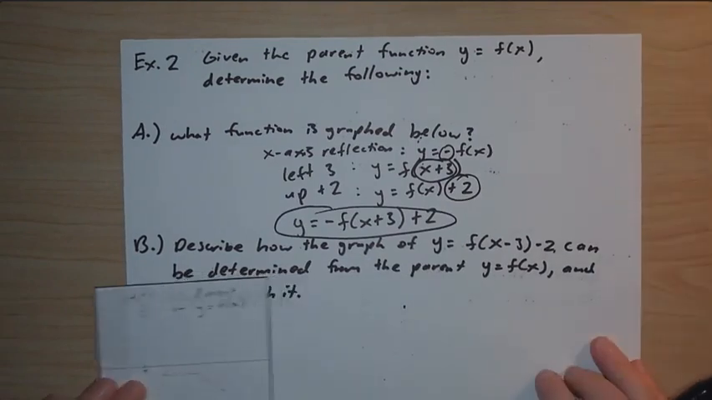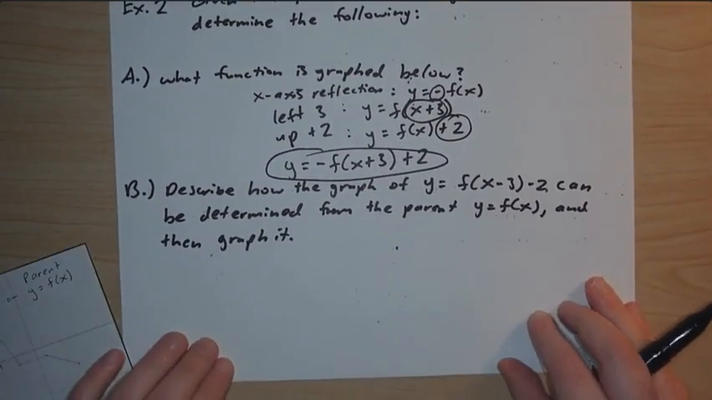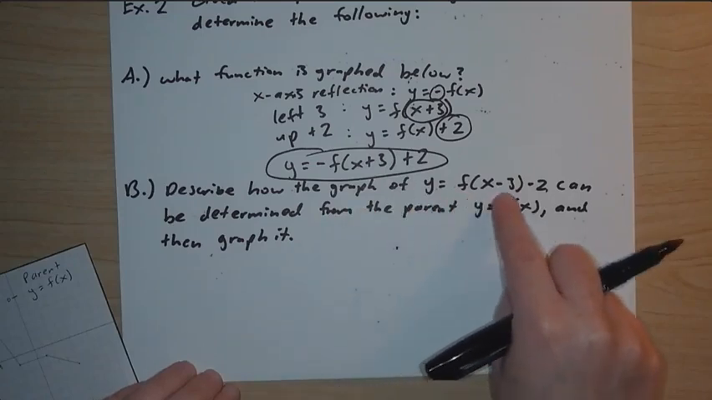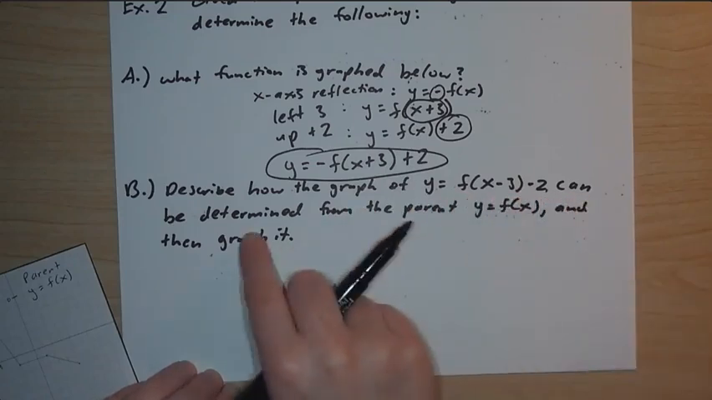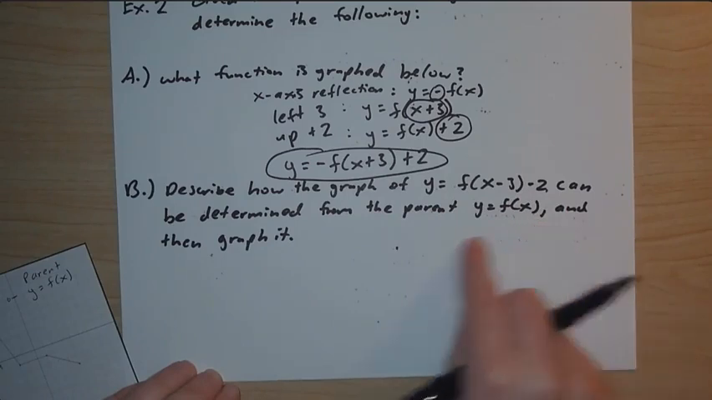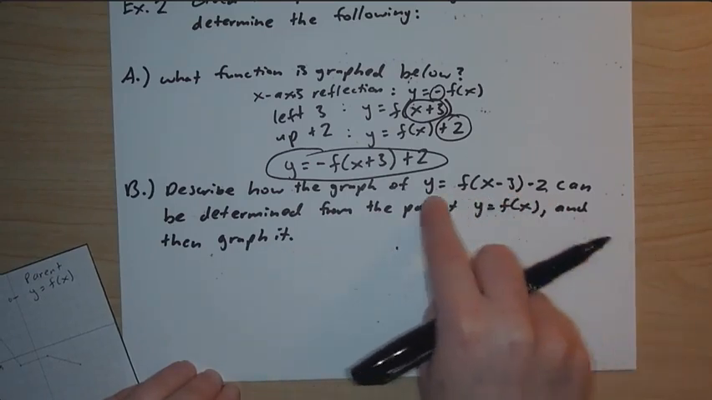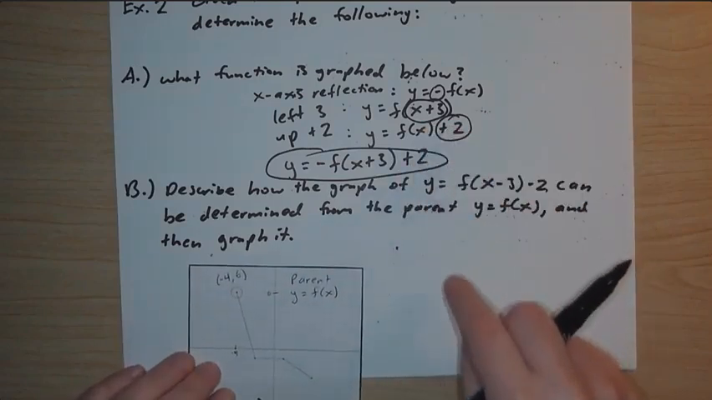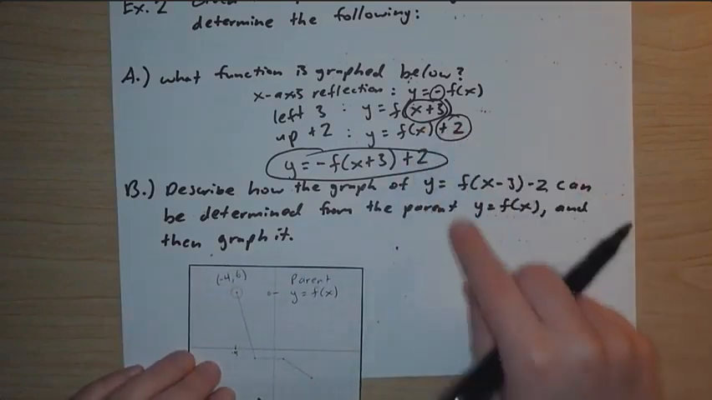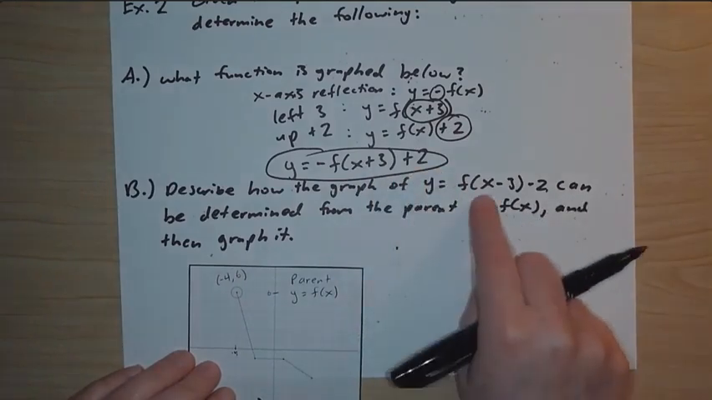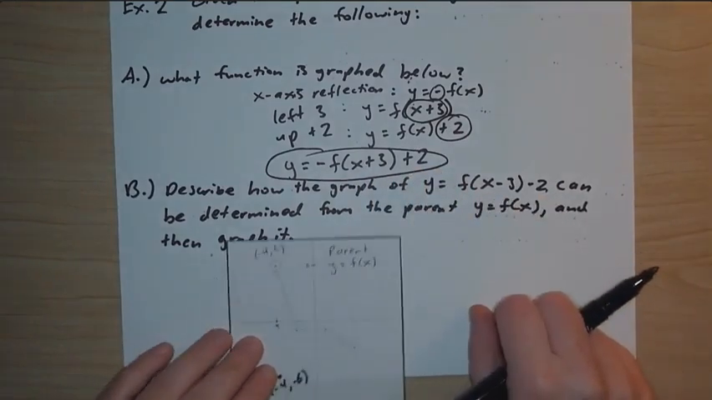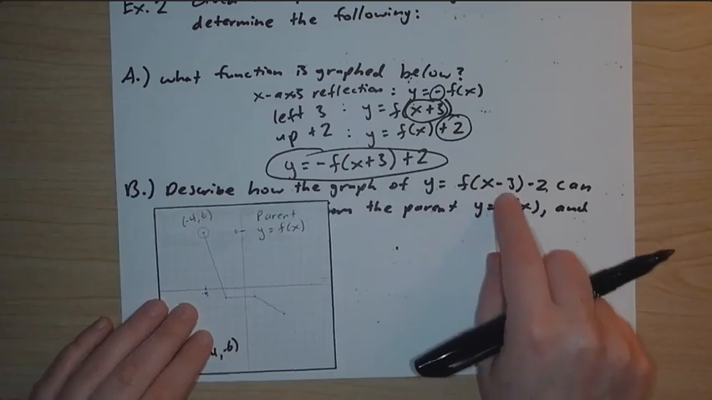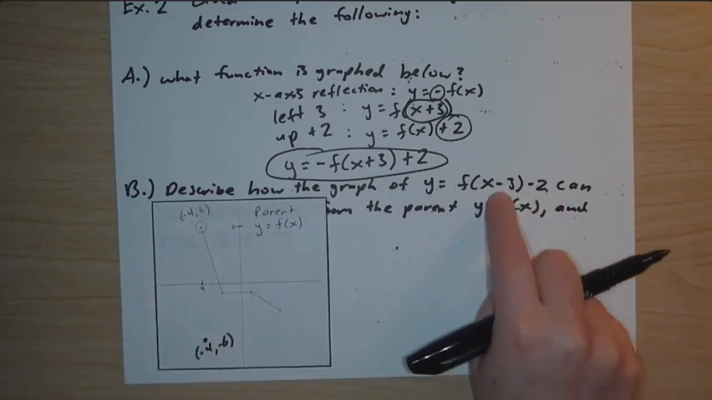We can get rid of that graph there. For part B, we want to describe how the graph of y equals f of x minus 3, minus 2 can be determined from the parent y equals f of x, and then we want to graph this function right here. So we're doing the opposite of what we did in A. In A we had a graph and then we found the function. Here we are given a function and we want to graph it. So we have f of x minus 3, minus 2.